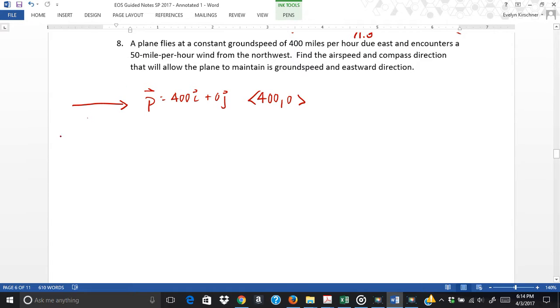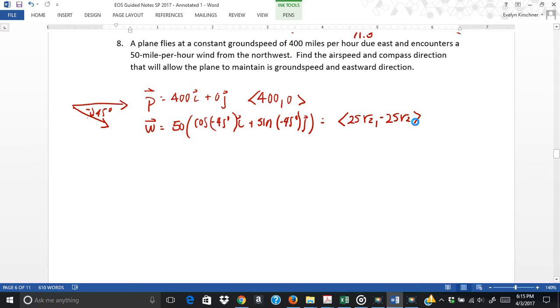And I have a 50-mile-per-hour wind from the northwest. So that's going like this, and that has a negative 45-degree angle because northwest means it's equally different between the north and the west, and it's coming from this direction, but we're just going down. We're going to go in this direction, so with the plane. So I have my wind, and it's 50 times cosine negative 45 degrees i plus sine negative 45 degrees j, and that's the same as 25 radical 2, negative 25 radical 2, because remember sine is negative in the fourth quadrant.